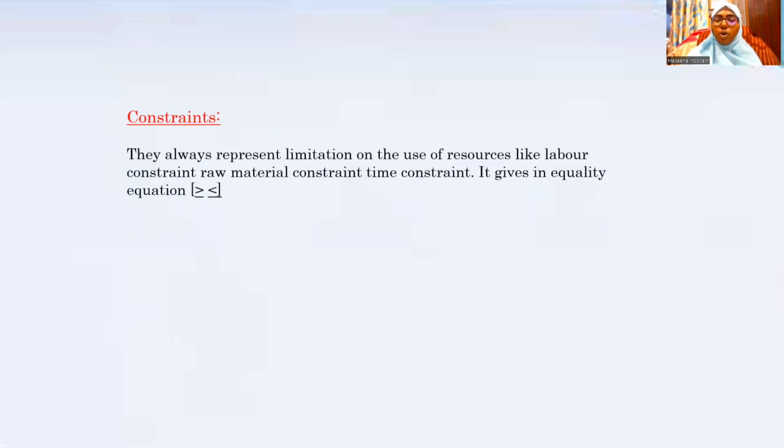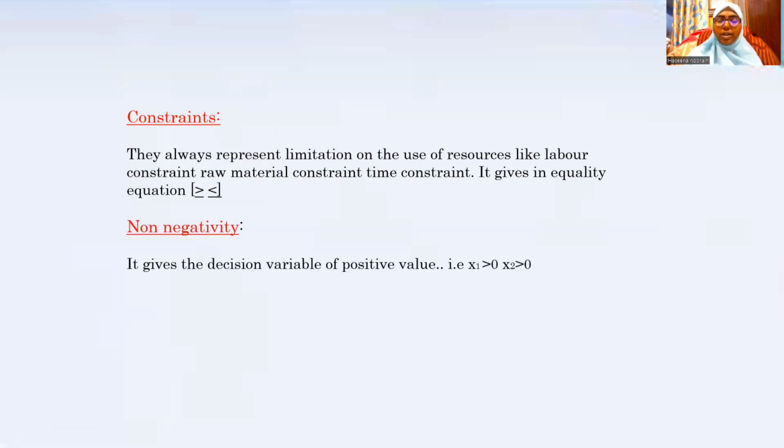Now, let us see what are constraints. They always represent limitations in the use of resources like laborers, raw material constraints, time constraint, labor constraint, etc. It is helpful for giving an inequality equation which is greater than or less than. Now let us know what is non-negativity. It says the decision variable is always a positive value, x1 greater than 0, x2 greater than 0.